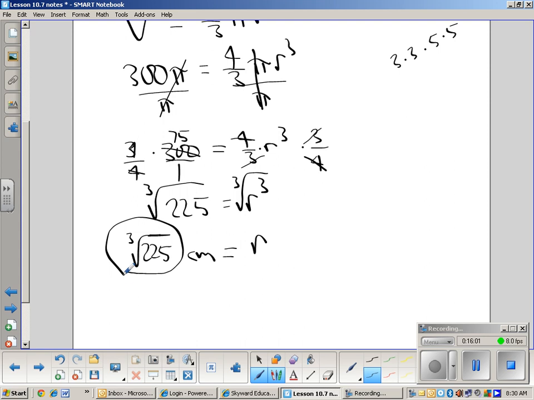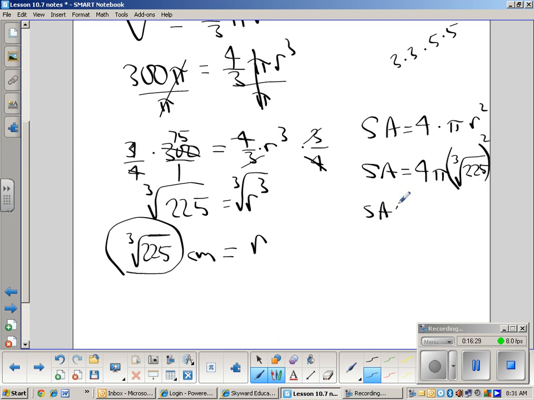So let's go back to surface area. 4 times pi r squared. And so the surface area is going to be 4 times pi times the cube root of 225 squared. Okay? And hopefully on a problem like this, they would say, let's round to the tenths. And so we round that to the tenths place.